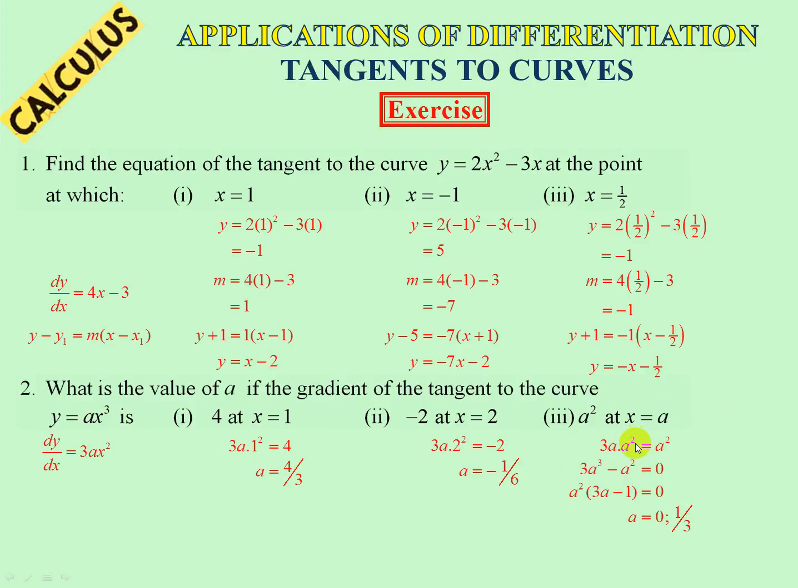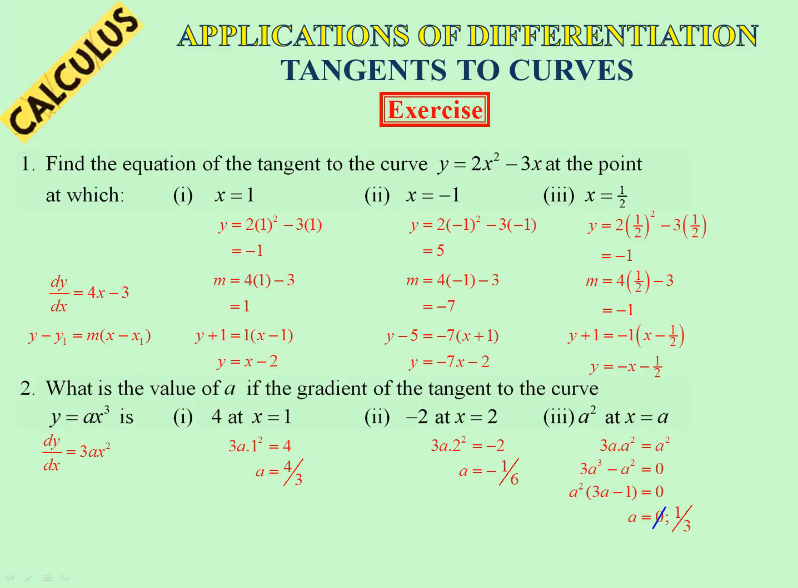Now notice, I need to be careful. You can't just divide through by a squared because you need to take out a common factor. Not that it would matter, you'll see later, but in this case only. There we are, so take out, which means a is 0 or a is 1/3.